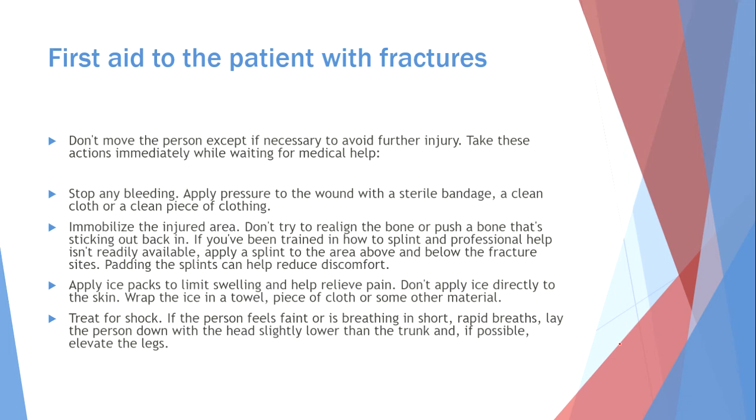If we have bleeding, we must stop any bleeding. Apply pressure to the wound with a sterile bandage, clean clothes or a clean piece of clothing. If we have arterial bleeding, we must use a tourniquet, and we must use our hand to stop bleeding. We must press on the different anatomical side of the artery to stop its bleeding.